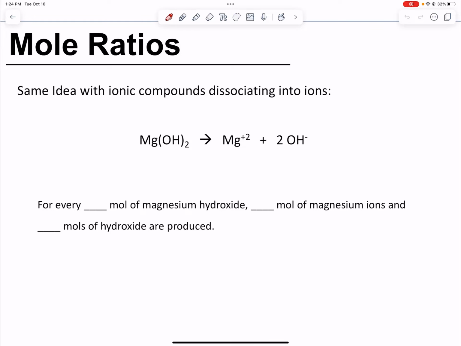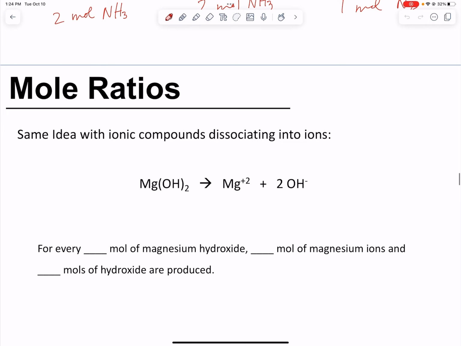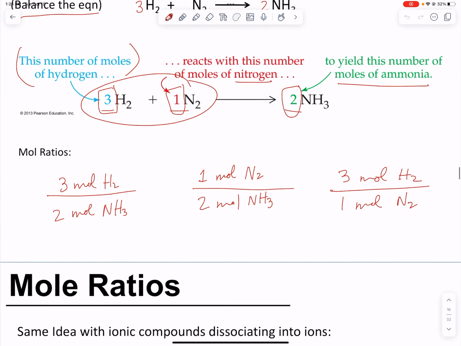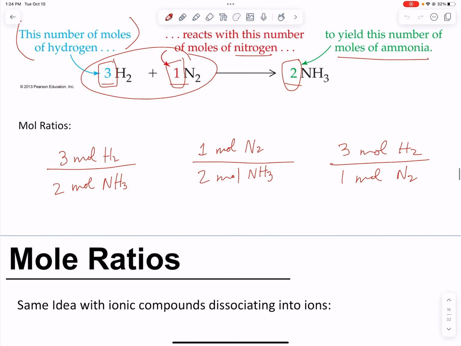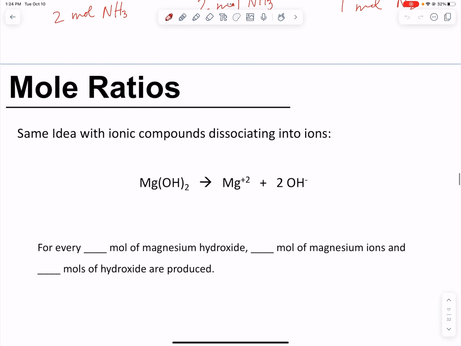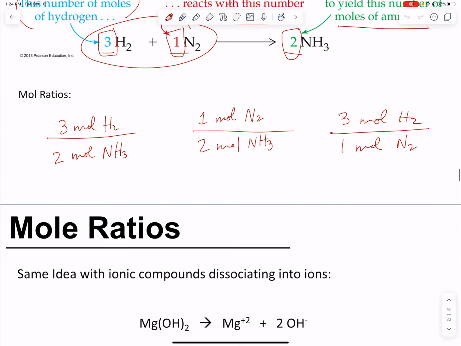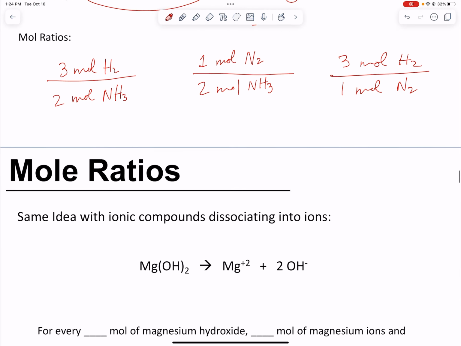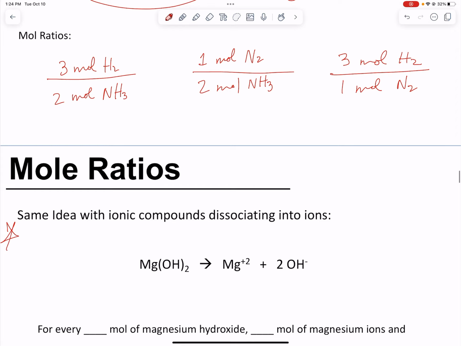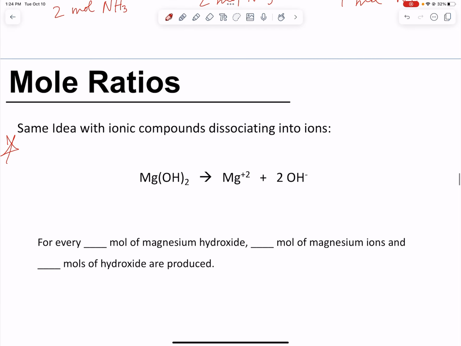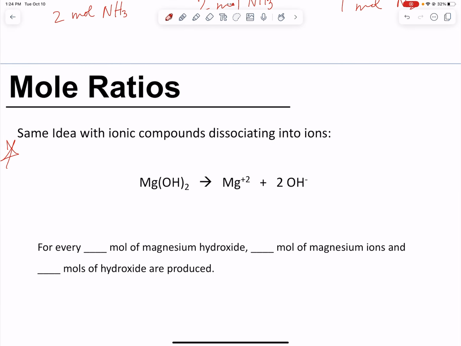To finish chapter 6, we're going to pick up with the topic we left off, mole ratios. So we had talked about how to write ratios between reactants and products of a chemical reaction. And as this slide says, it is the same idea with ionic compounds dissociating into ions. So here we have the compound magnesium hydroxide, which will dissolve or break into its ions of magnesium and hydroxide.